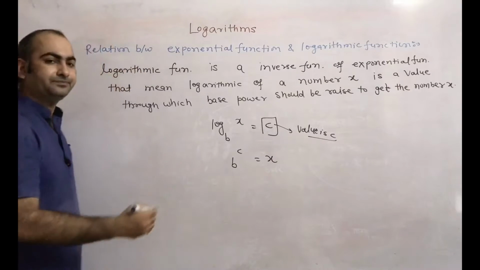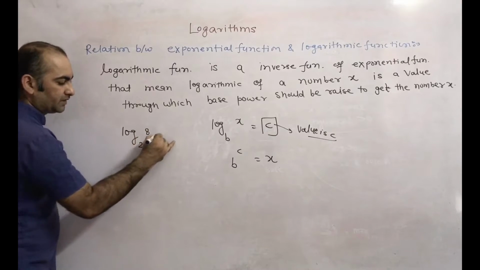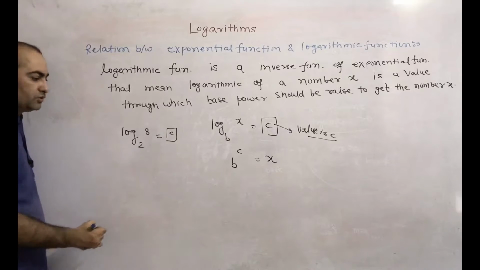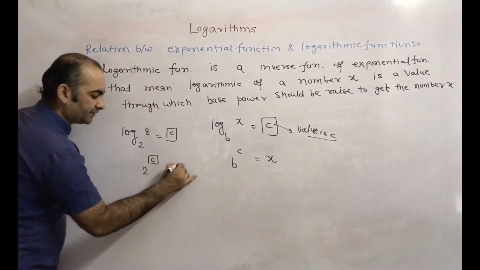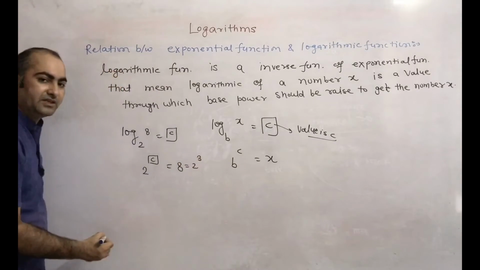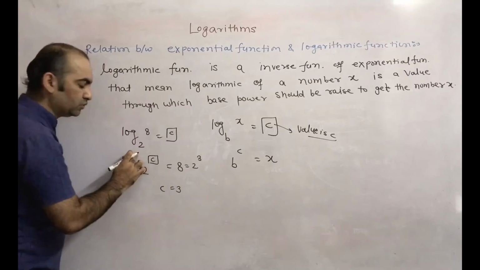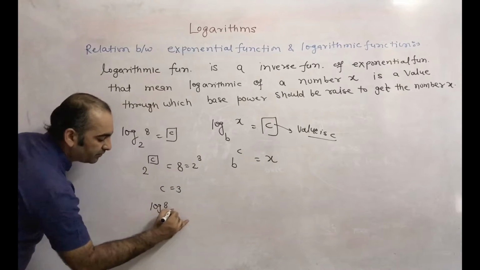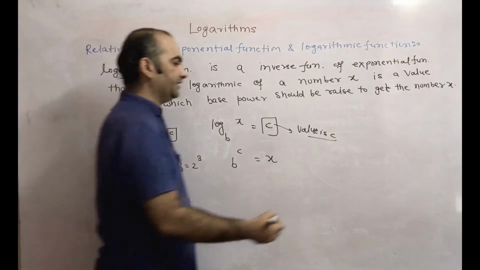For example, if I take log 8 to the base 2, it is a value. Suppose this value is c. Here, 2 power what do we have to put so that we get 8? We can write this as 2 cube. So here the c value is 3. That means log 8 to the base 2 will be 3.